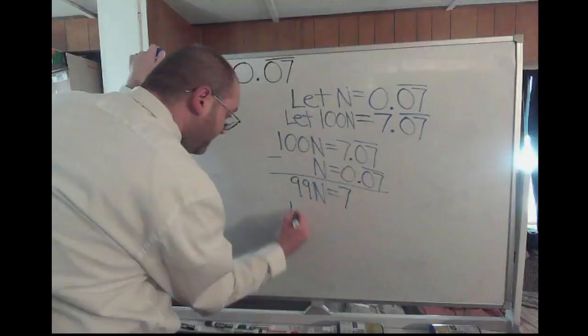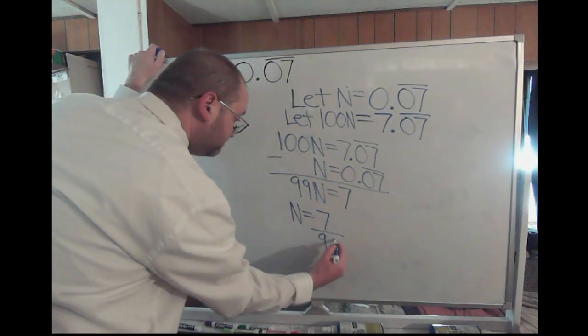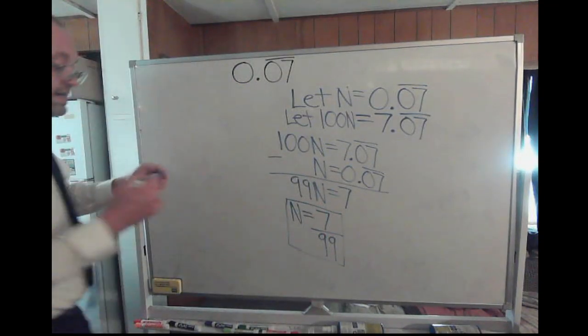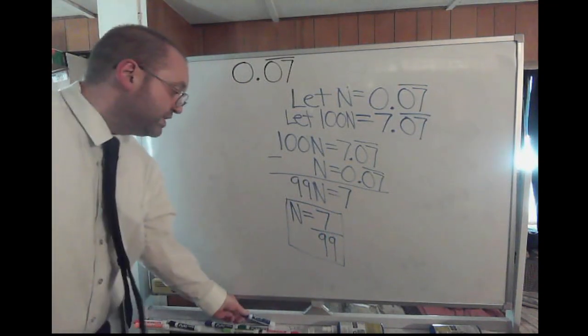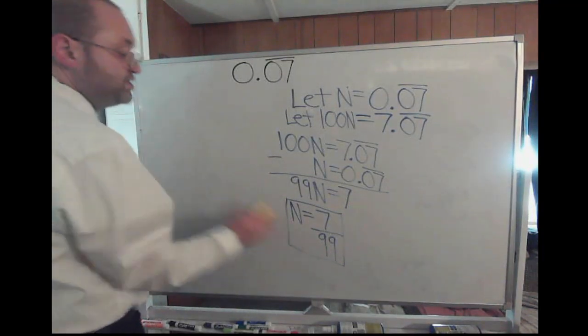Now we got to solve for n. n would equal 7/99. So this would largely become 7/99. That would be your fraction for this, and it doesn't reduce any further. So 7/99 would be your answer.